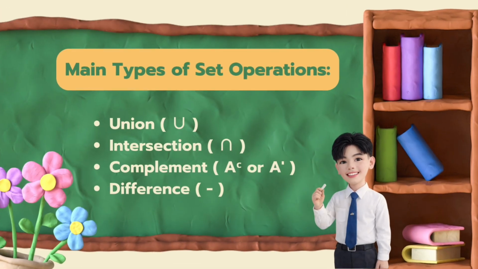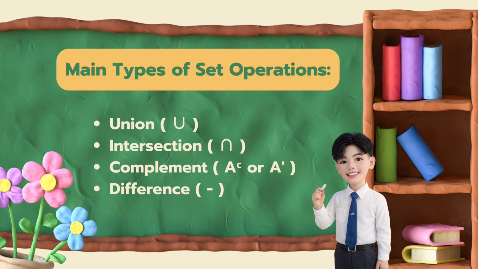Now let's look at the main types of set operations. There are four important ones. First, union, represented by the symbol U. Union combines all elements from both sets. Second, intersection, represented by the symbol ∩. Intersection includes only the elements that both sets have in common.